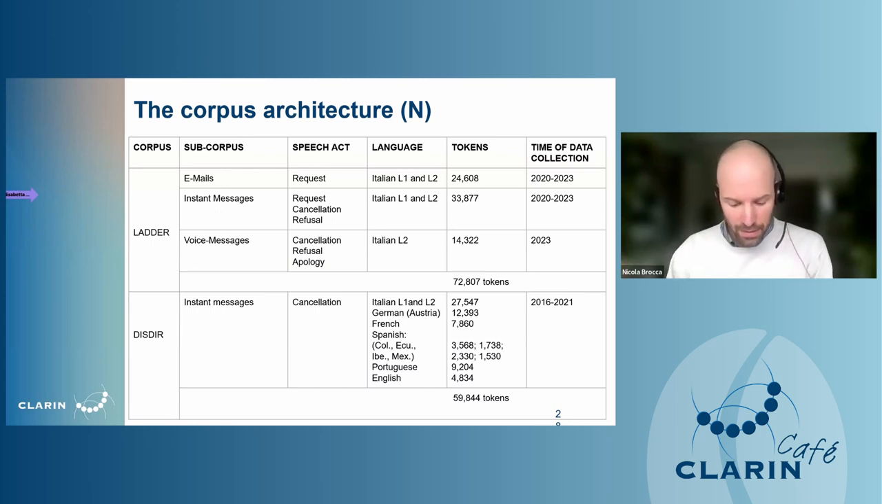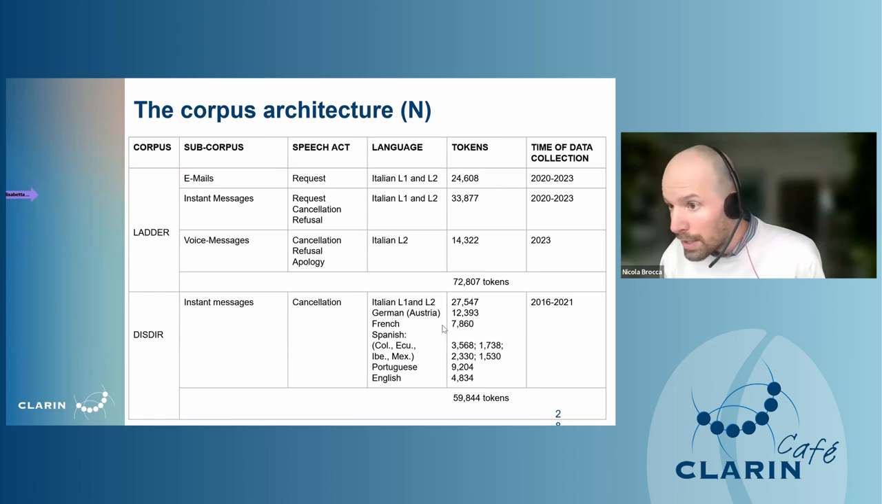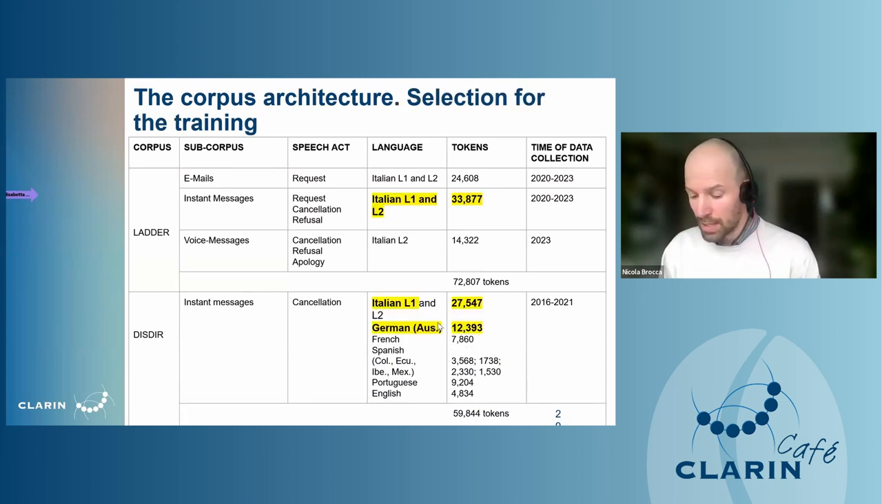On the other hand, DisDir specializes in gathering speech acts of cancellation across different languages and varieties, primarily focused on L1 data. Its primary goal is to conduct cross-linguistic comparisons. From these corpora, we extract a subcorpus, which was annotated for other scientific articles. And we use this annotated corpus to train the machine. You can see the yellow one is the data that we use for the training.